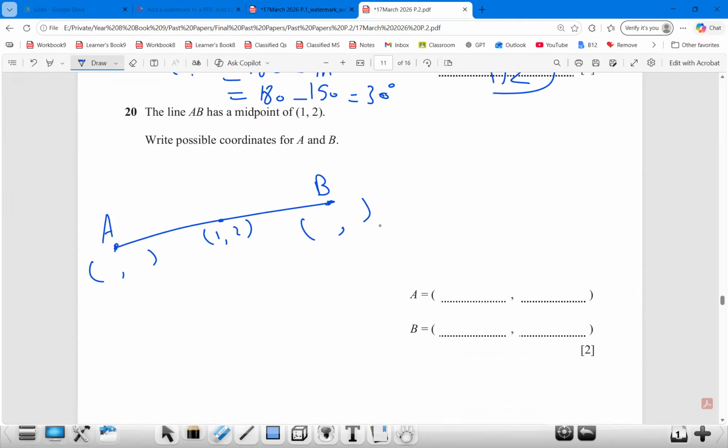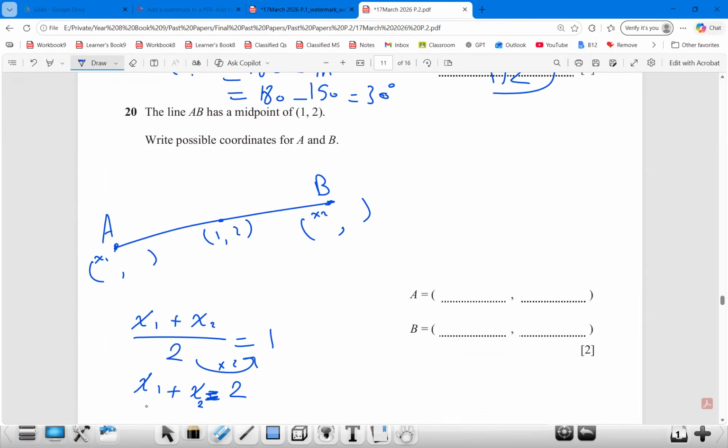I want x1, this is the rule for the midpoint, x1 plus x2, this is x1, this is x2, over 2 should give you the midpoint, which is 1. So x1 plus x2 equals 2, right? So what are the numbers that you add up to give you 2? Don't say 1 and 1. No. How come this is going to be a point, a line? So you need to choose different numbers. Do not say 1.